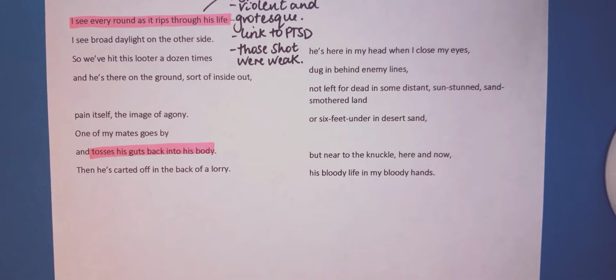But here it's slightly different because we're highlighting this violent verb here. So, "tosses his guts back into his body." Now this violent verb is highlighting and emphasizing how careless the soldiers are and their brutality. They have no respect. They're disrespectful and they do not value the dead body. And this could also link to the reasons why people had PTSD, because of such violence and graphic images that the trauma they've been through is so intense.